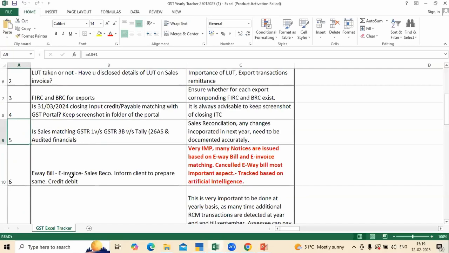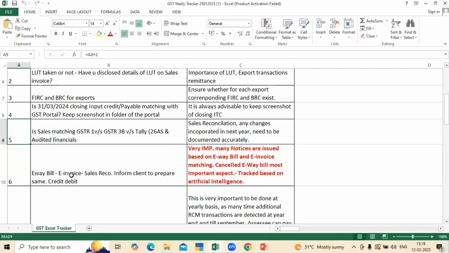So now the question will come: what queries can come in sales? The department takes the data from the e-way bill portal. The department takes the data from the e-invoice portal. And they say that you have generated 20 e-way bills, but in your sales, you have only 18 sales invoices. What is the reason for the two e-way bills?